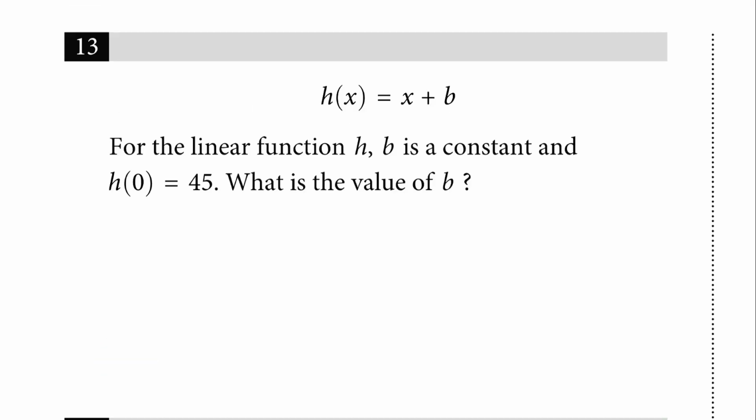For the linear function h, b is a constant and h of 0 is 45. What is the value of b? So this is kind of a trick question. This is indicating the y-intercept, and then it's also asking you what is the y-intercept. So your answer is going to be 45.